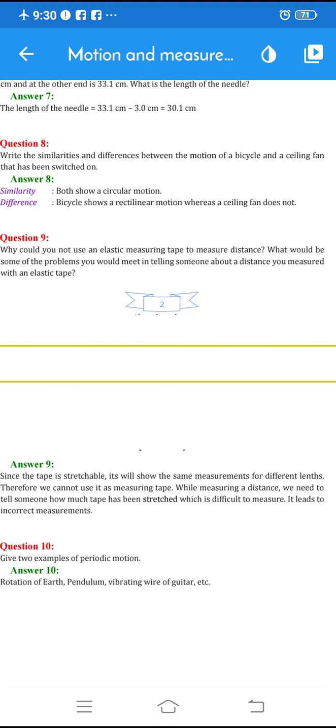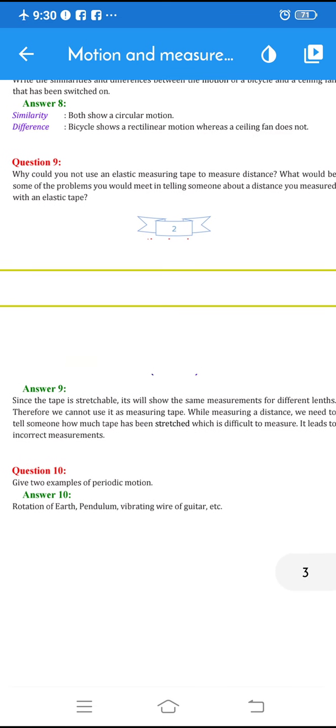So what's the difference between them? The bicycle shows a rectilinear motion. See, when the bicycle starts moving, along with the circular motion it also shows rectilinear motion. It starts moving in a straight direction, rectilinear motion. Whereas the ceiling fan cannot show rectilinear motion. It will be at a constant place, so the fan does not show rectilinear motion. That will be the difference between them.